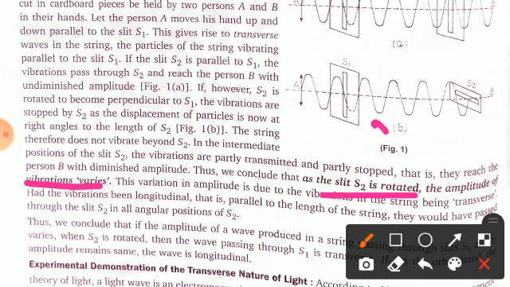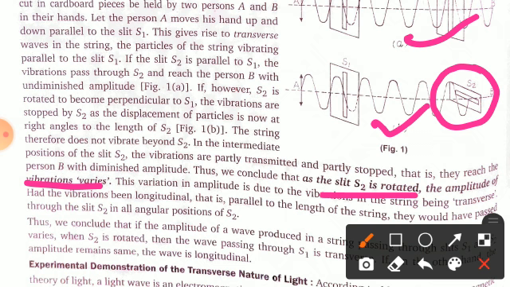Here you can see in figure B, we rotate the slit S2, and here both are in the parallel condition. So what happens if we rotate the slit S2? The amplitude of the vibration varies. Clear?